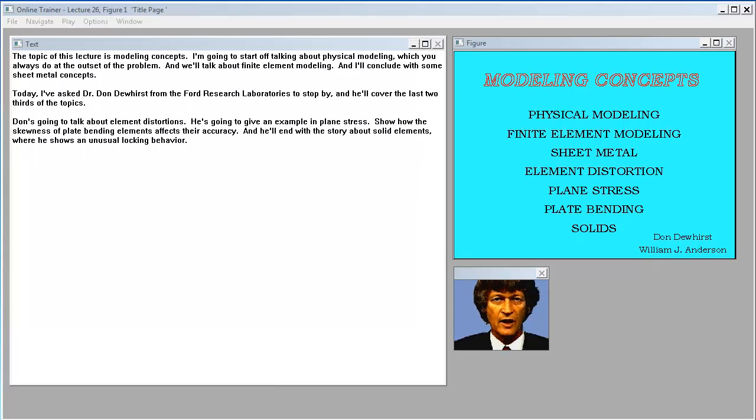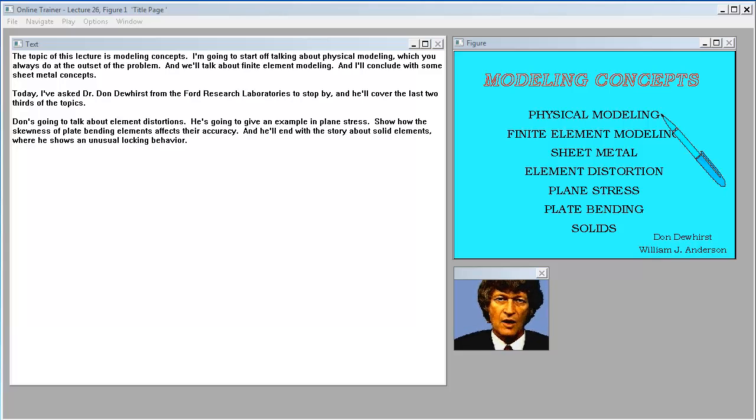The topic of this lecture is modeling concepts. I'm going to start off talking about physical modeling, which you always do at the outset of the problem. Then we'll talk about finite element modeling, and I'll conclude with some sheet metal concepts.